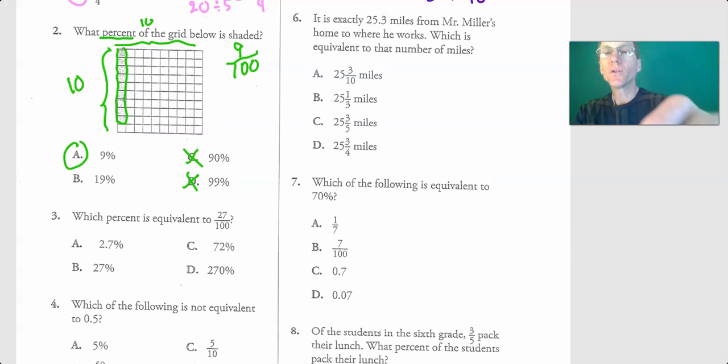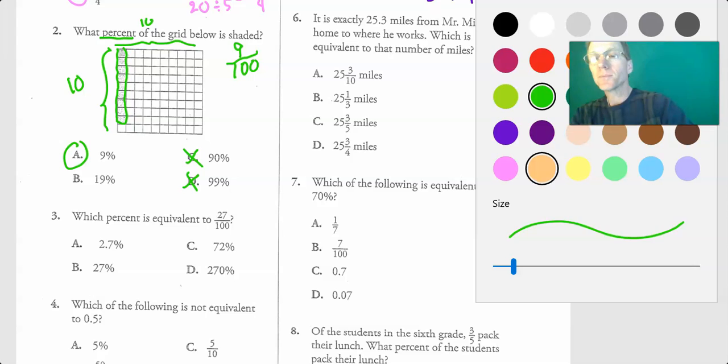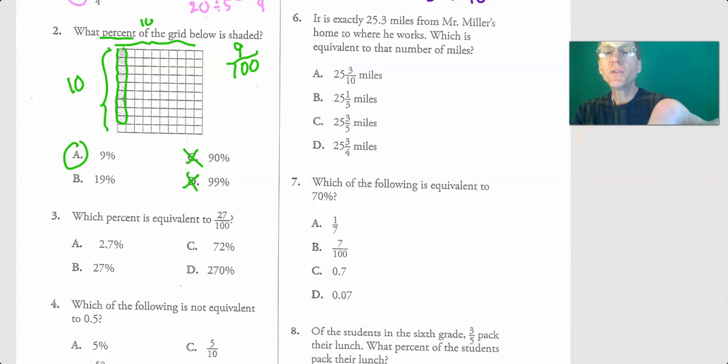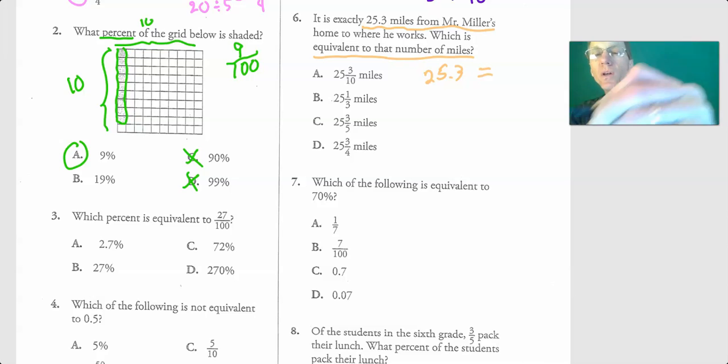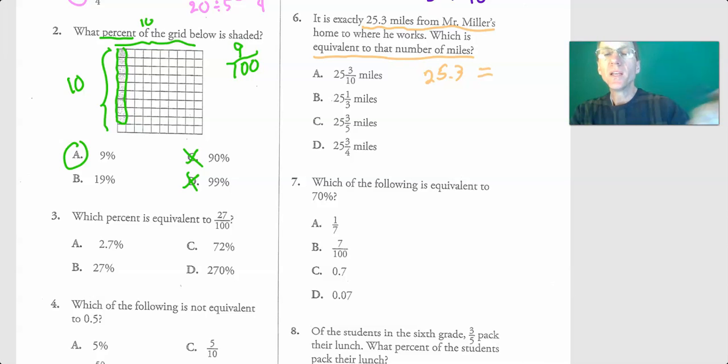I guess I'll just go across here. I guess I'm not going sequentially, but I'll just go across to number 6. Let's take a look at that one. It is exactly 25 3/10 miles from Mr. Miller's home to where he works. Which is equivalent to that number of miles? Okay, so we have 25 and 3/10, equivalent to which one of these?